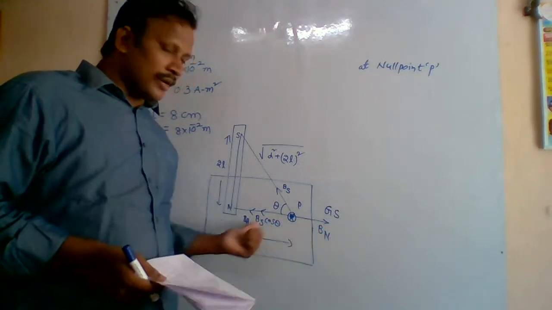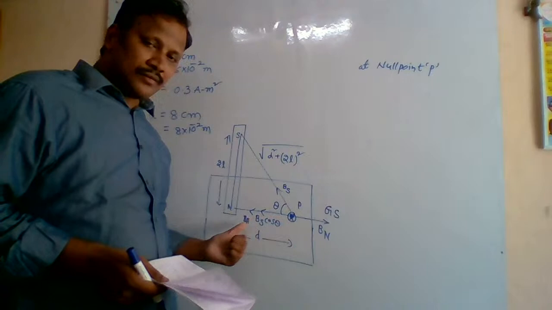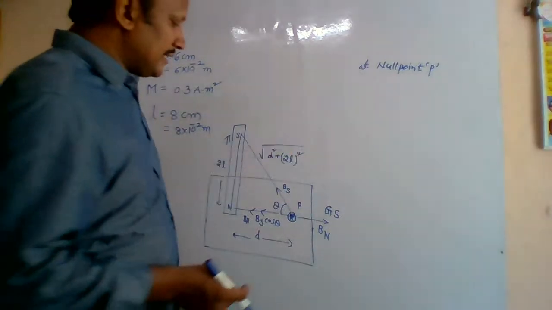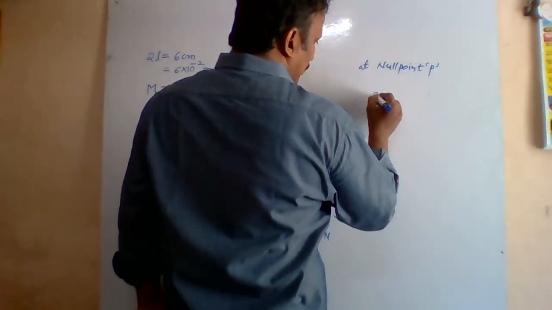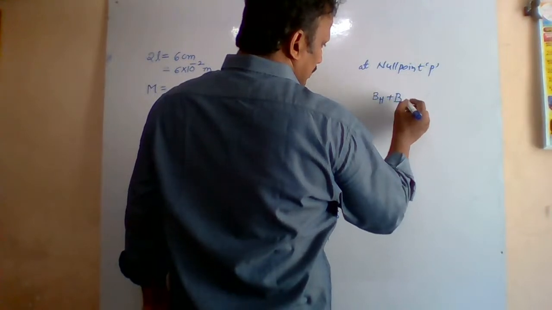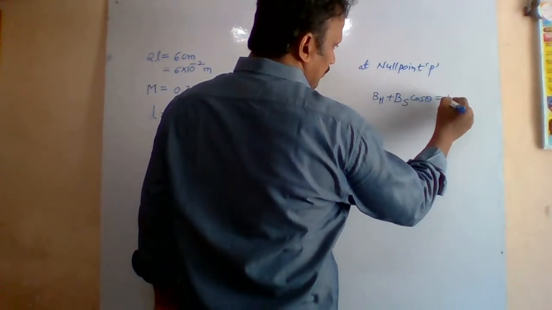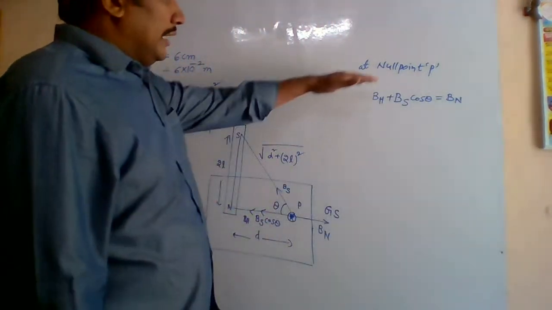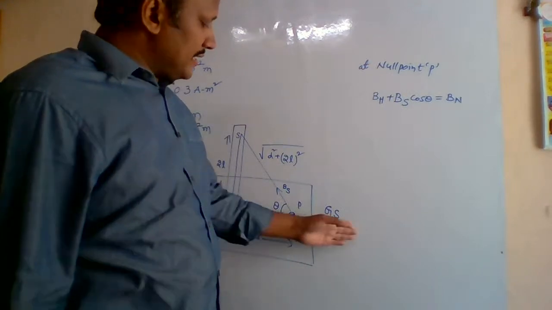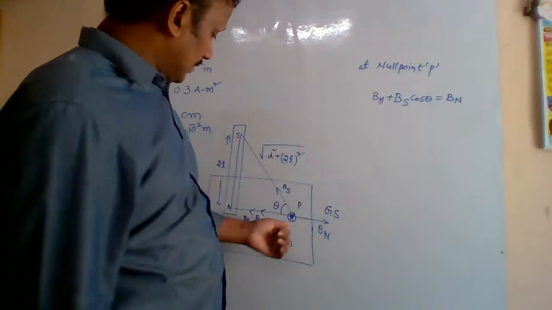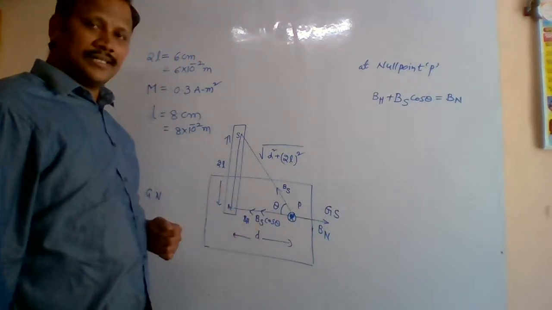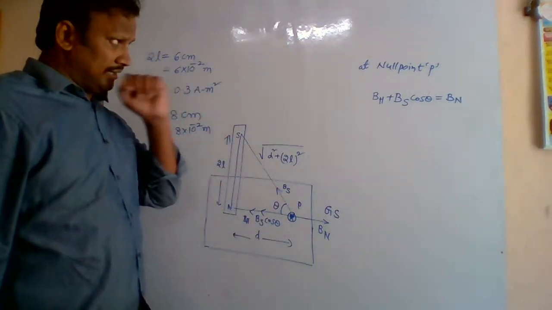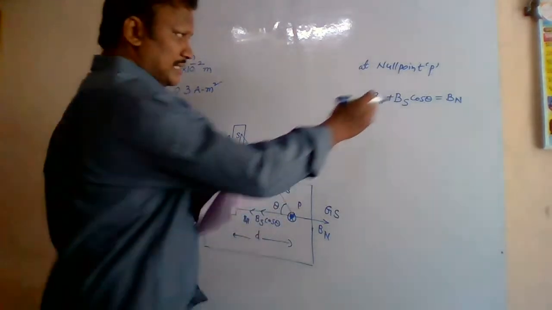So when both are balanced, what happened? At the distance D, both are balanced, resulting in the magnetic field induction at that point, B, equal to 0. Clear? So at that null point, both are balanced. That is nothing but Bh plus Bs cos theta equal to Bn. At that null point, how many fields are acting? Bn is radially outward, that means towards the geographical side. But towards geographical north, Bh is there, Bs cos theta is there. So when both are balanced at a distance D, we get the null point. At null point, Bh plus Bs cos theta is balanced by Bn.